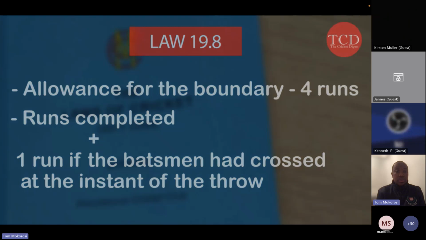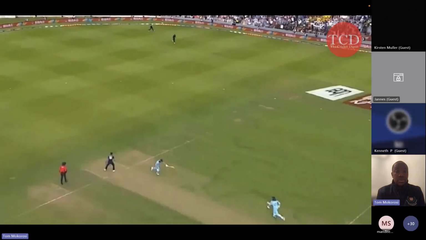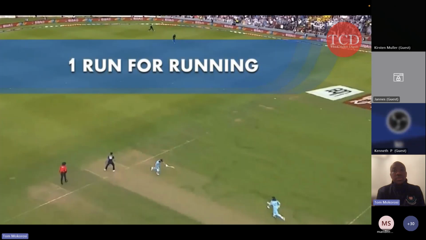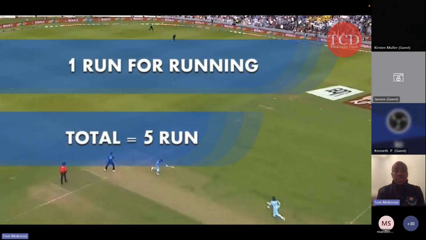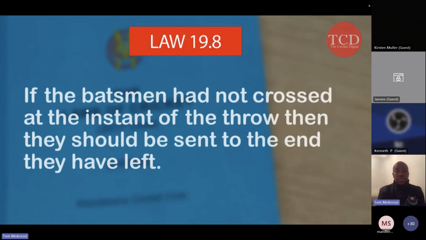throw. Ben Stokes and Adil Rashid had completed the first run, but they had not crossed for the second run at the instant of the throw. Hence, only 1 run should have been awarded for running, and in total, 5 runs should have been awarded. The law further states that if the batsman had not crossed at the instant of the throw, then they should be sent to the end they have left. Meaning, in this case, Adil Rashid should have been sent to the striker's end, and Ben Stokes should have been sent to the non-striking end for the next delivery.